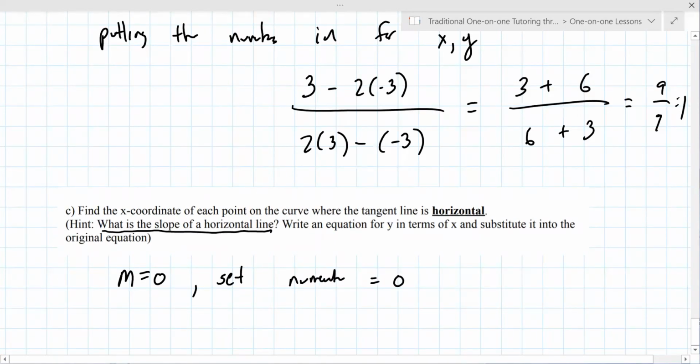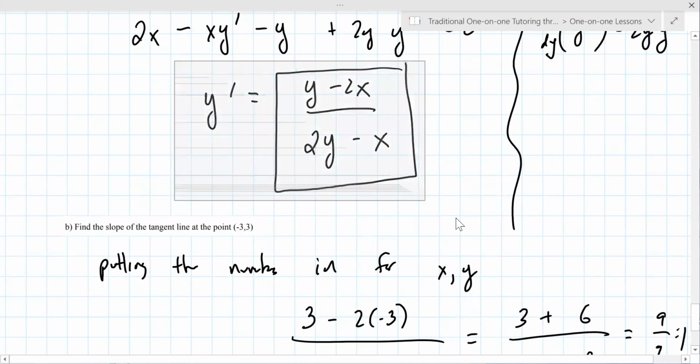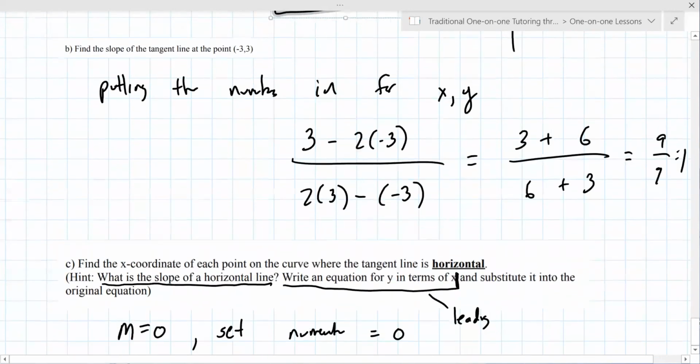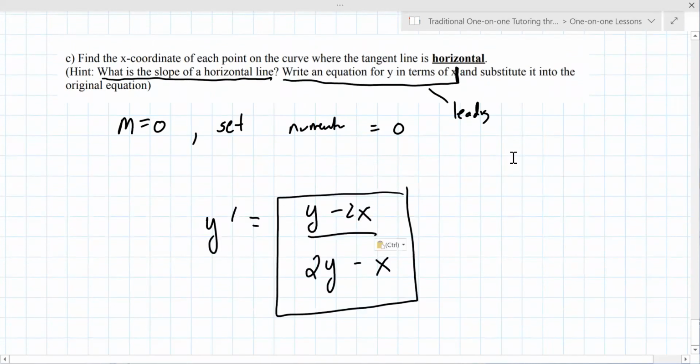Now this next part right here, write an equation for y in terms of x. We'll stop right there. It's kind of a leading thing. Your instructor already knows that when you look at the numerator up here, it's in terms of x, because it could be just a number. So that's where you say y minus 2x equals 0. And it said write an equation for y in terms of x. That means to solve for y: y equals 2x.